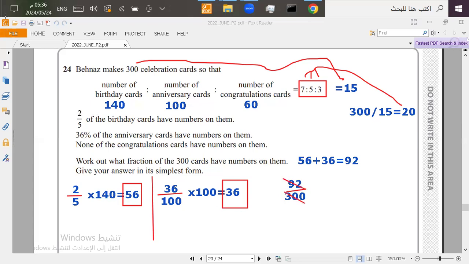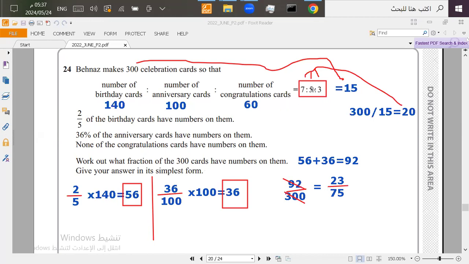So 92 divided by 4 equals 23. And when I divide 300 by 4, it's going to be 75. So it will equal 23 over 75. And this is the final fraction that we need in the answer.